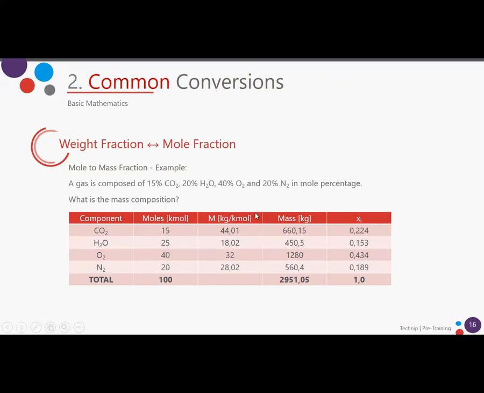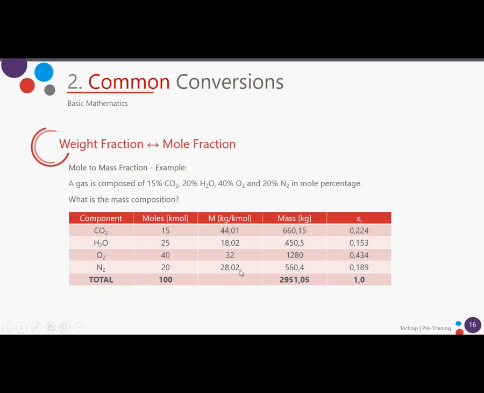Now, the next thing we have to look up is the molar mass of each component. The molar mass of carbon dioxide is 44.01 kilograms per kilomole. Water is 18.02 kilograms per kilomole. Oxygen is 32 kilograms per kilomole. And nitrogen is 28.02 kilograms per kilomole.